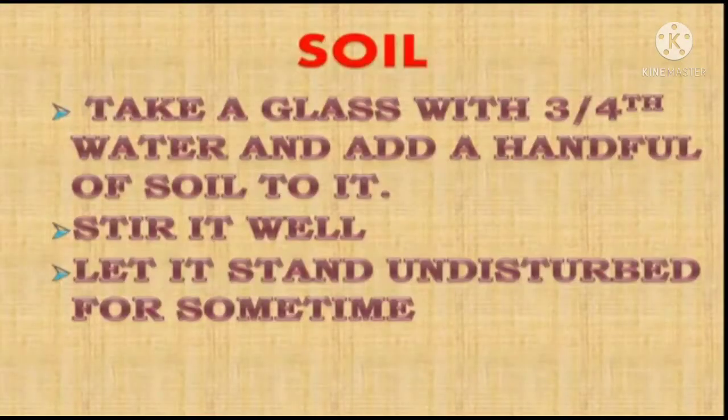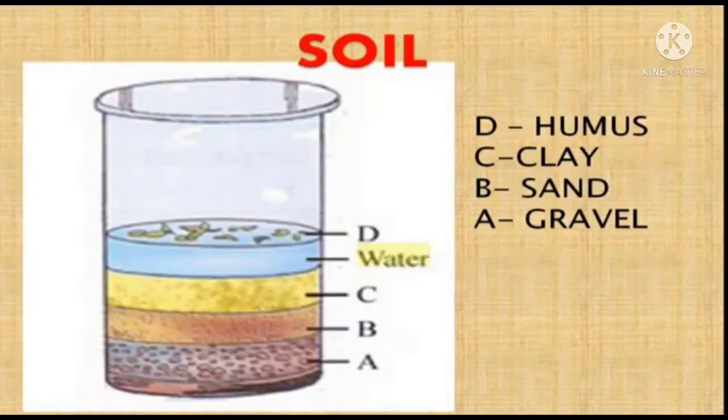Soil is composed of distinct layers. Let us do an activity to find out how these layers are arranged. Take a glass with 3/4 water and add a handful of soil to it. Stir it well. Let it stand undisturbed for some time. We can see layers of particles of different sizes in the glass tumbler.